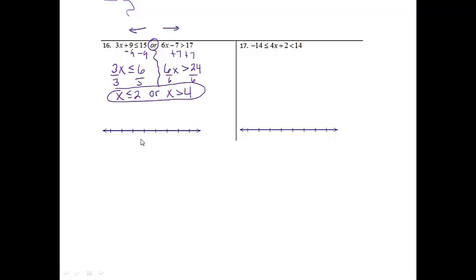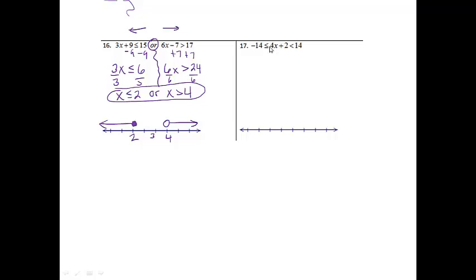And now we just want to go ahead and graph it. So I like to put 2 on my number line, 4, put a number in between, which would be 3. Less than or equal to 2 would be a closed circle at 2, less than points to the left, greater than 4, open circle at 4, points to the right. So that's how we would solve that problem.